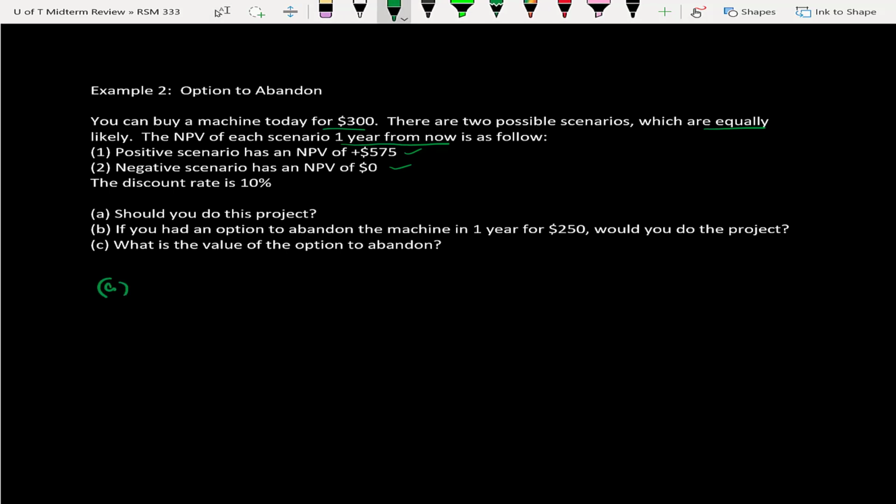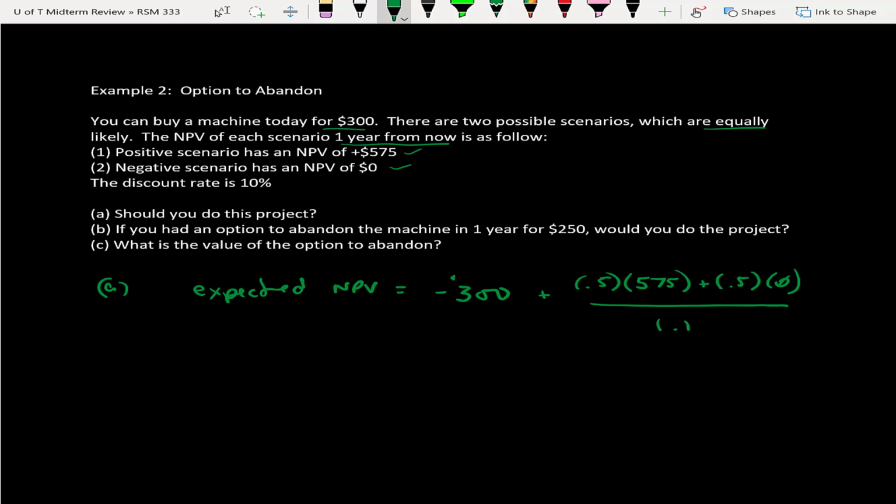So should you do the project, we'll look at the expected NPV in this case. It's going to be the negative $300 that we pay to buy the machine, plus there's a 50% chance that we have an NPV of 575, and there's a 50% chance that we have an NPV of 0. But we're going to discount it back because that's 1 year from today. So our expected NPV is negative 38.64. So therefore, do not proceed.